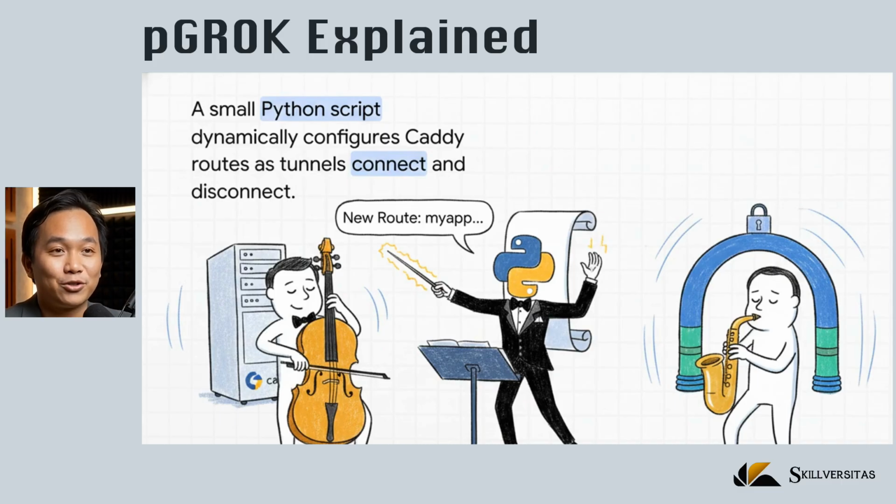And if Caddy is the bouncer and SSH is a secret passage, then this little Python script, well, that's the brains of the whole operation. It's the traffic controller. When you start a pGrok session, this script dynamically tells Caddy, hey, any traffic for this new subdomain, send it down this specific SSH connection. And when you hit Control-C to stop, it cleans that route right up. It's what makes the whole system so dynamic.